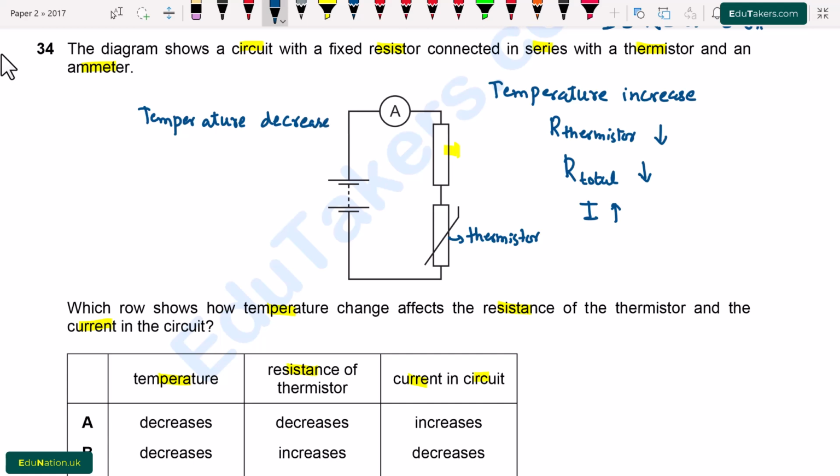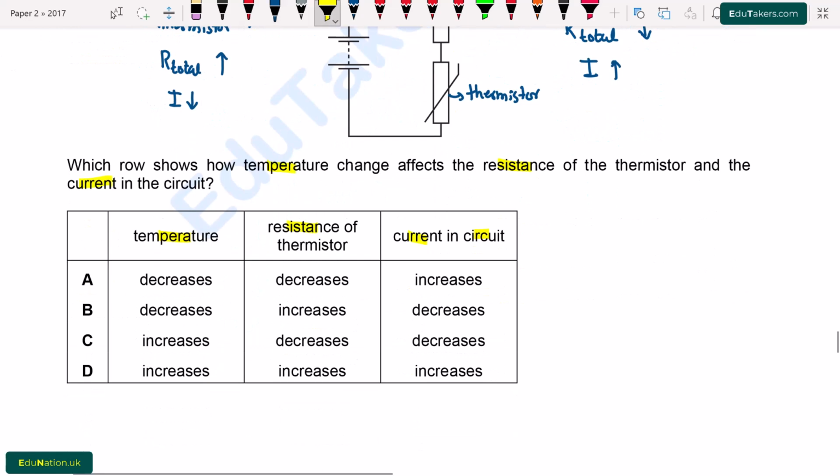what will happen? The resistance of the thermistor increases. When the resistance of the thermistor increases, then the total resistance of the circuit should be increased. By increasing the total resistance of the circuit, the current in the circuit decreases. Now we see the options. Option A, temperature decreases, resistance decreases, which is not possible. So option A is incorrect. B, temperature decreases, resistance increases and current decreases. So option B is correct from here, which is the case when we decrease the temperature.